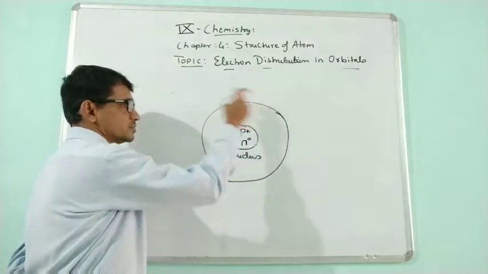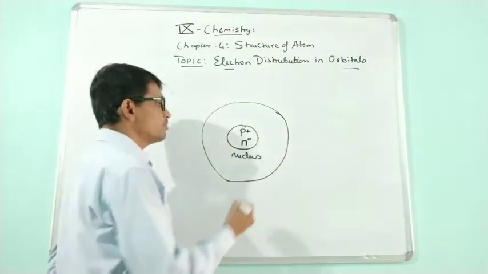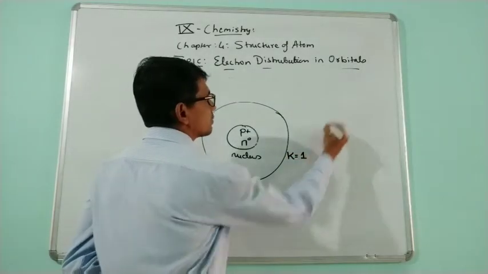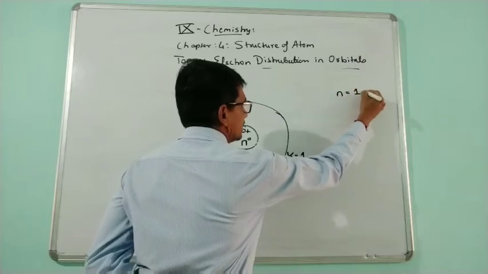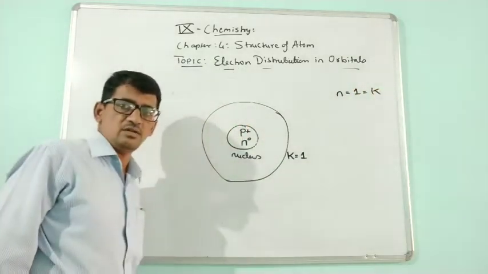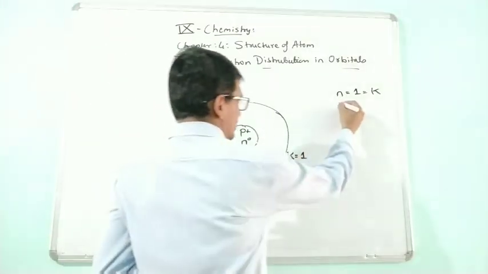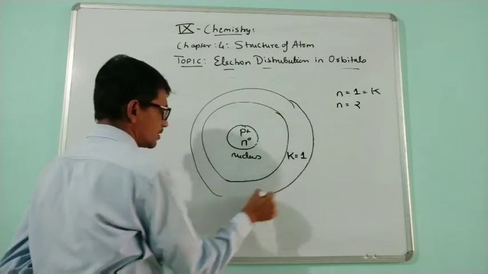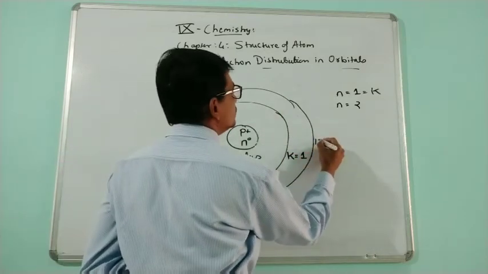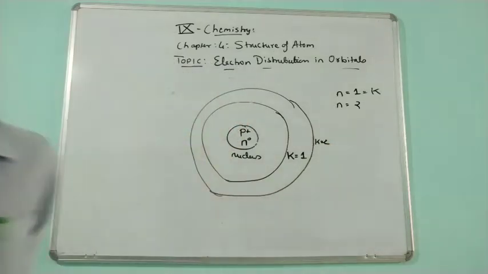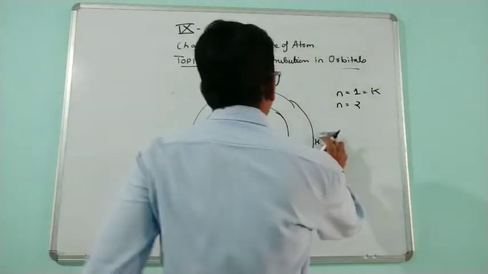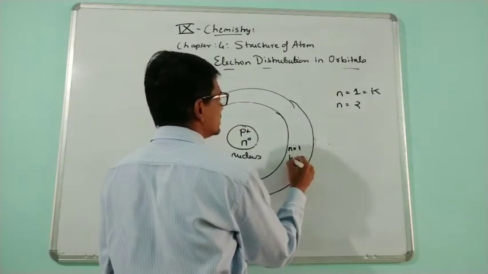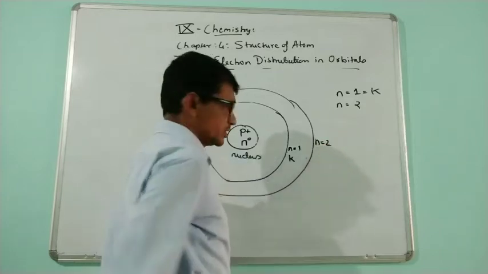The first area is designated by K. K means n is equal to 1. Where n is the orbital number, if n is equal to 1, then it is K shell. It is known as shell or orbital. If n is equal to 2, meaning the second circle, then it is the L shell. So n equal to 1 is the K shell, n equal to 2 is the L shell.